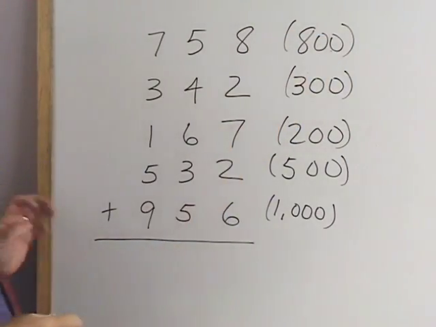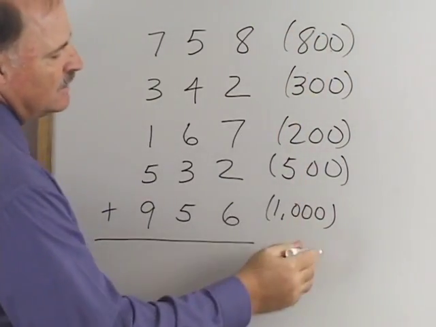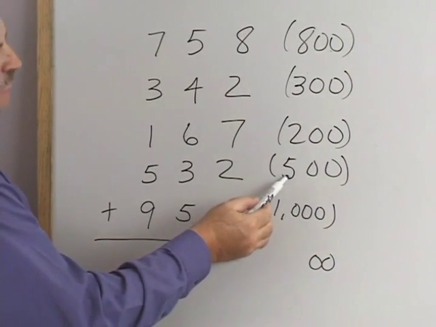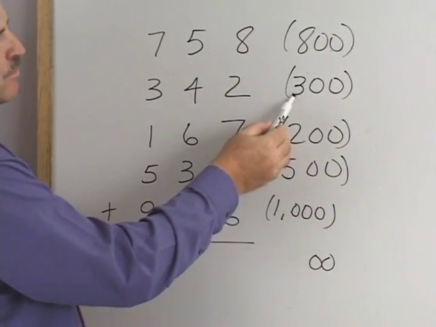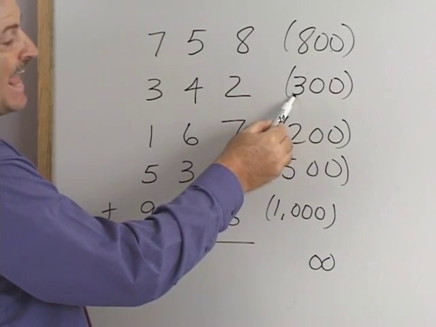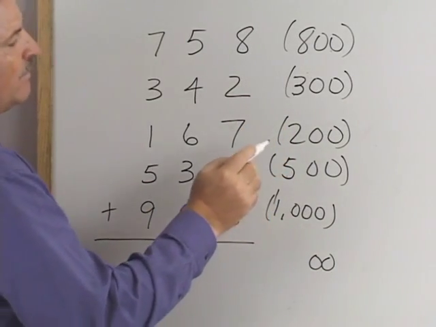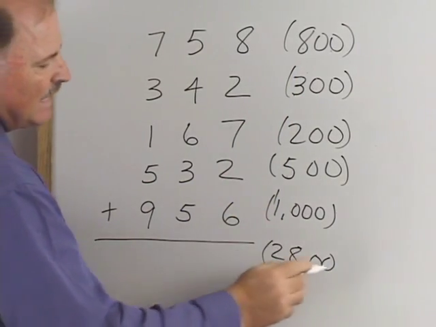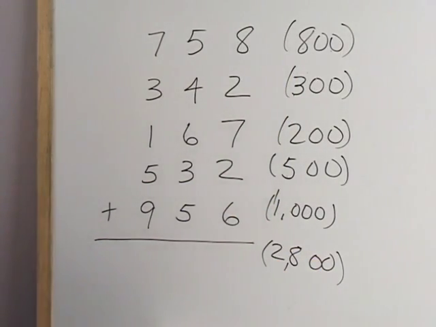Now let's add these up. There are no units and there's no tens because we rounded. And now let's add the hundreds. 5 plus 2 is 7, plus 3 is 10. So we're going to have to carry 1. And then we've got 8. So 2,800.